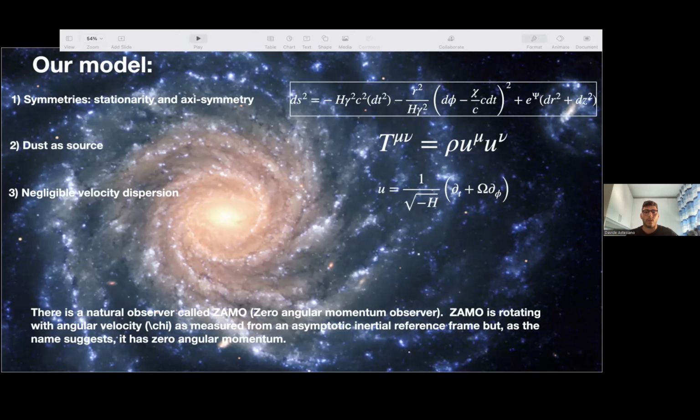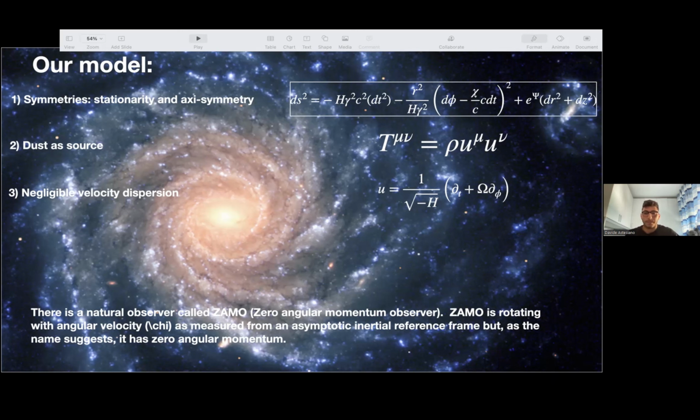So there is, of course, again, a natural observer called ZAMO that is rotating with angular velocity k. Oh, sorry, there is a typo. The first element must have a plus because h is a negative function and the signature is minus plus plus plus plus.